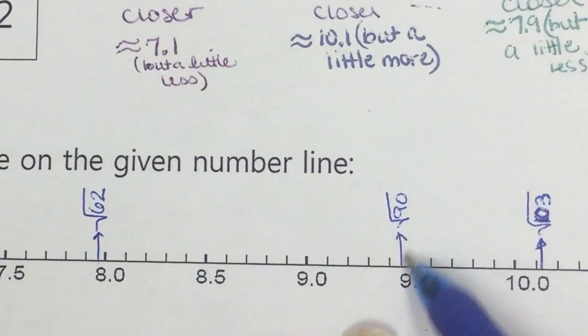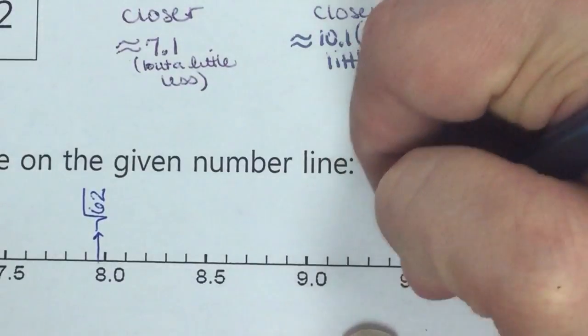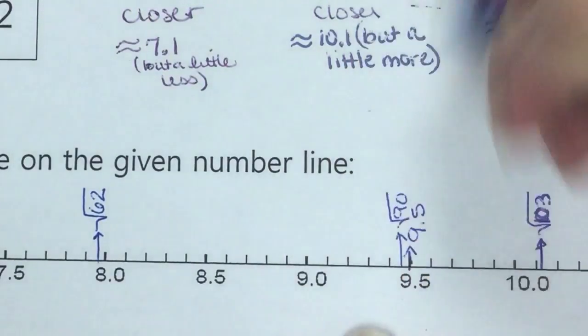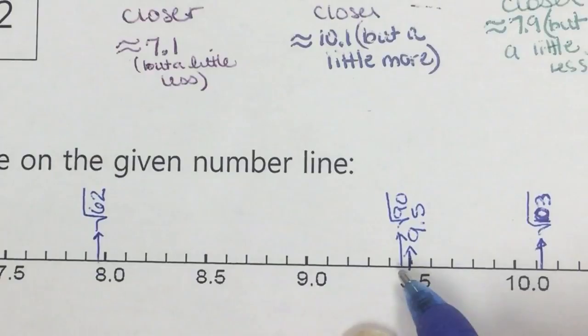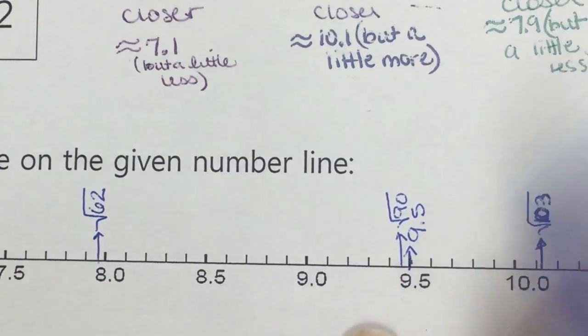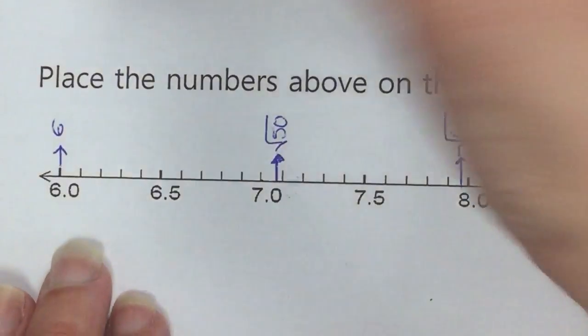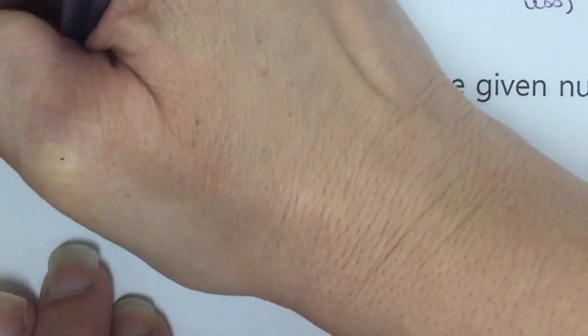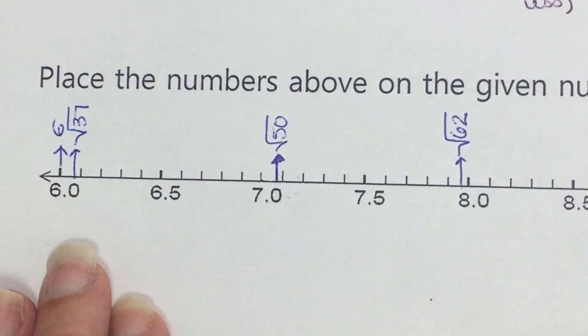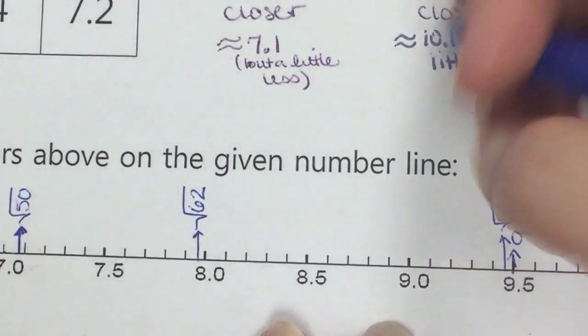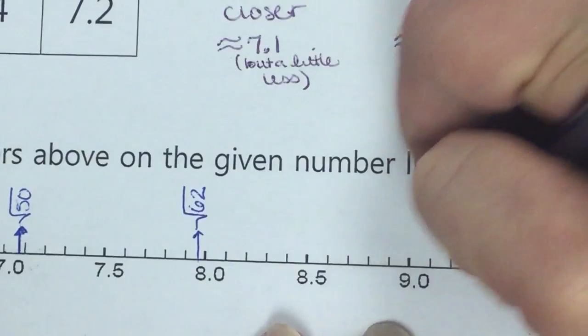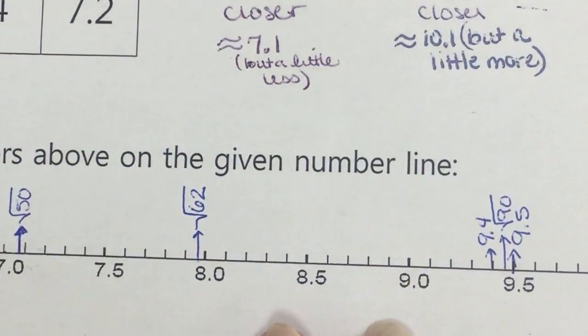Again, the reason I wanted to do that is because I know that square root of 90 is just under 9.5. 9.5 is exactly 9.5. So the square root of 90 should be in front of it. All right, the square root of 37. 9.4 is exactly 9.4. And 7.2 is exactly 7.2.